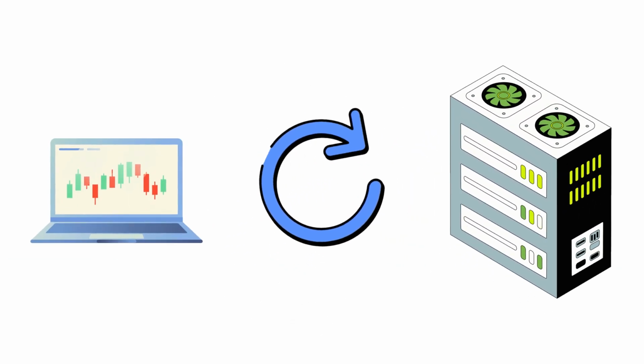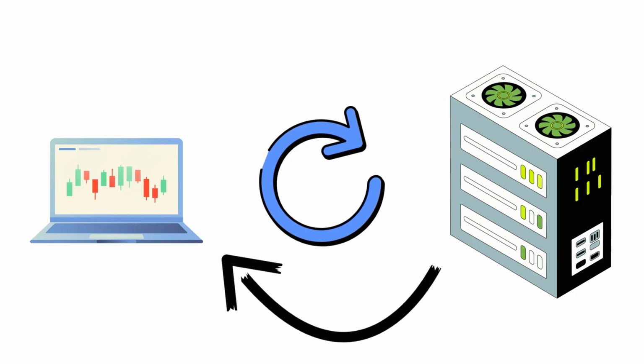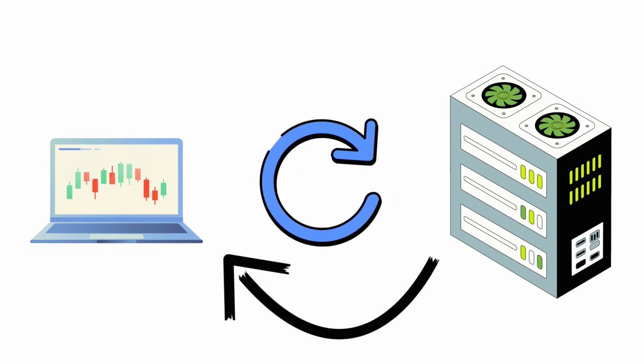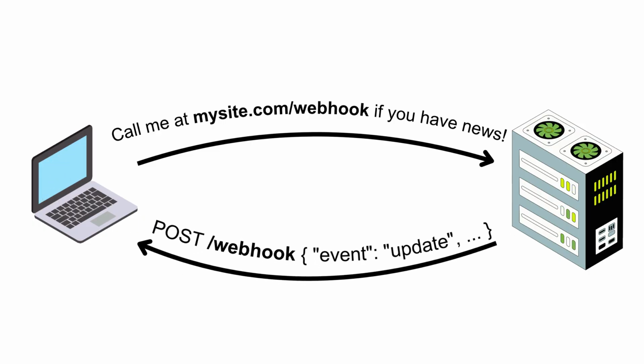Webhooks flip this model on its head. Instead of the client asking, the server pushes data to the client the moment an event happens. The client provides the server with a URL, a callback address, like giving someone your phone number. When something important occurs, the server calls that URL with the relevant data. This push model is event-driven, real-time, and far more efficient. The client doesn't waste resources and it gets data instantly.